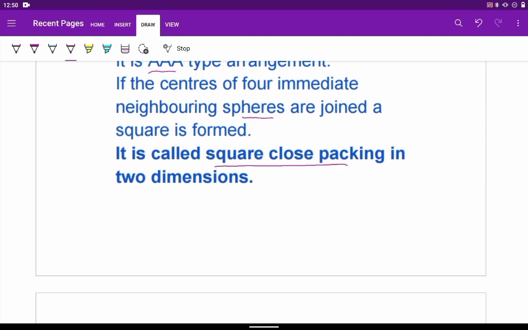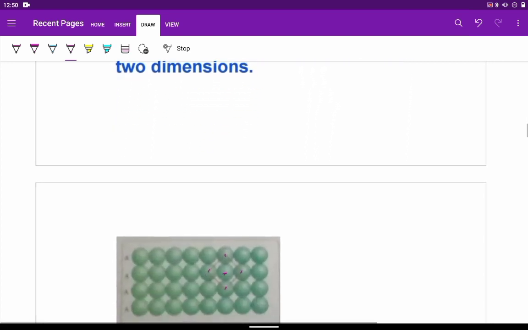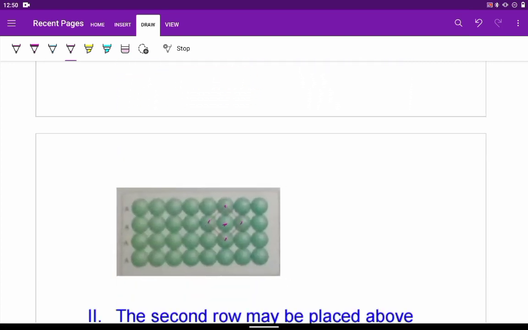So this is AAA type. In this you see there is perfect alignment. That is, all the spheres, you see one after the other, they are arranged one on top of the other. So the spheres of the second row are exactly above those of the first row, as you can see here. You can see this arrangement. First row just above the other row.